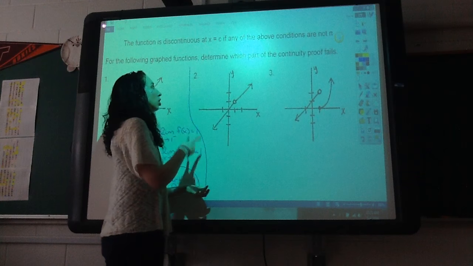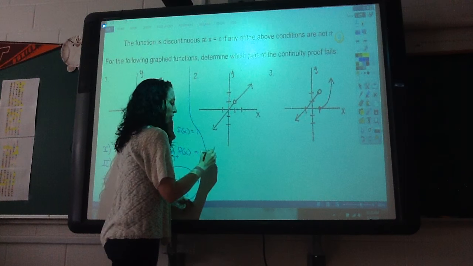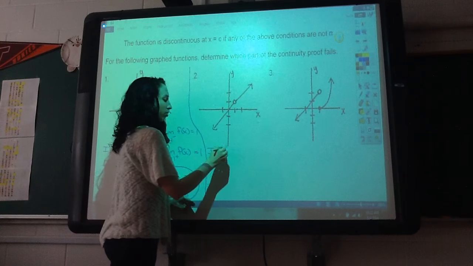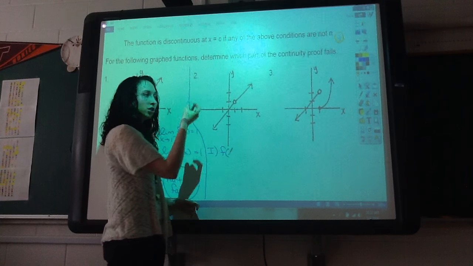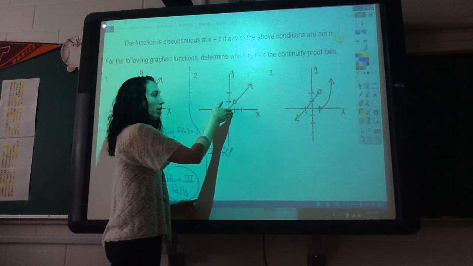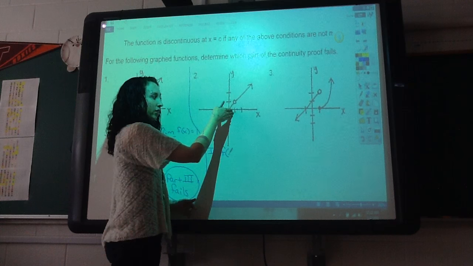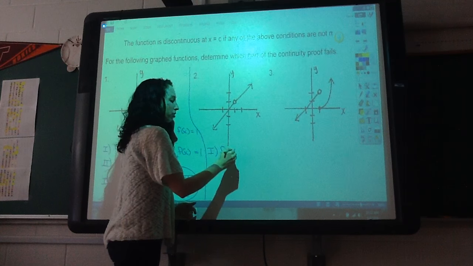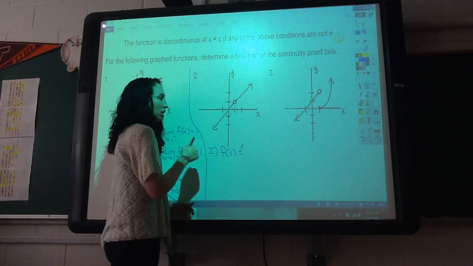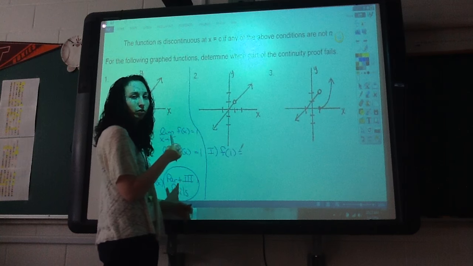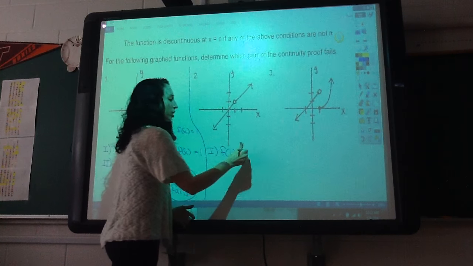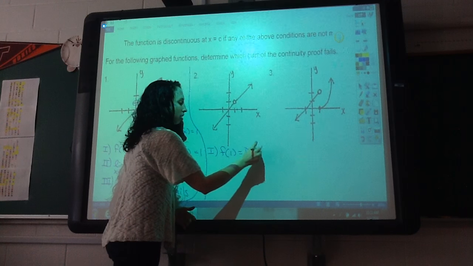come back. For number 2, part 1 is always to find the function value at whatever the sticky point is, whatever the crazy point is on the graph. The graph is the same x value as we had in number 1. So I'm looking at the function value at 1. There's no closed circle. So that means the function value at 1 does not exist.